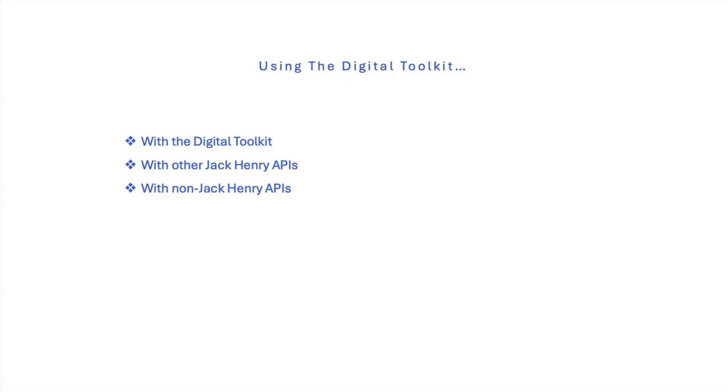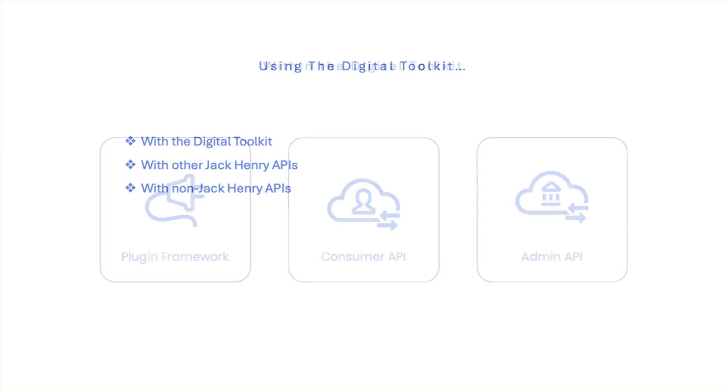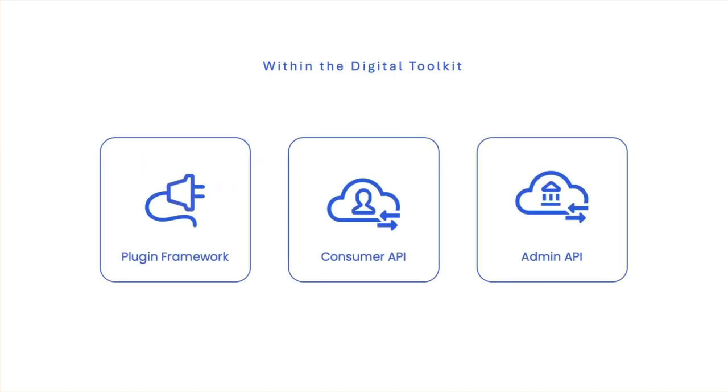Each of these topics will help us uncover how you can upgrade the banking experience with the Jack Henry Digital Toolkit. Let's start by talking about each piece of the digital toolkit and how those pieces fit together. First, the plugin framework. This allows you to extend the Banno interface. Using plugins, you can also embed the best of the fintech world directly into the user's dashboard.